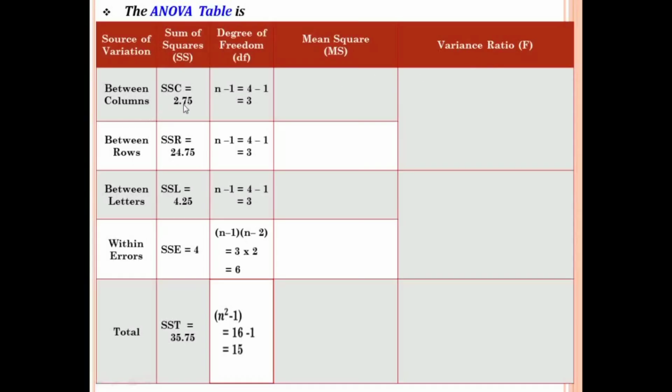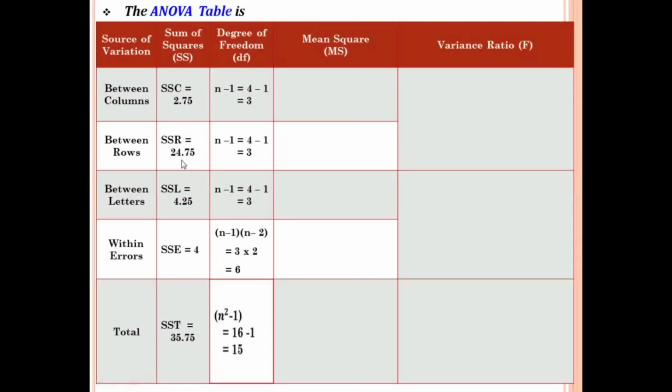What is the difference between ANOVA 1, ANOVA 2, ANOVA 3? In ANOVA 1, we consider only between columns and the errors. Second one, between columns, rows, errors. ANOVA 3, the third one: columns, rows, letters, error.